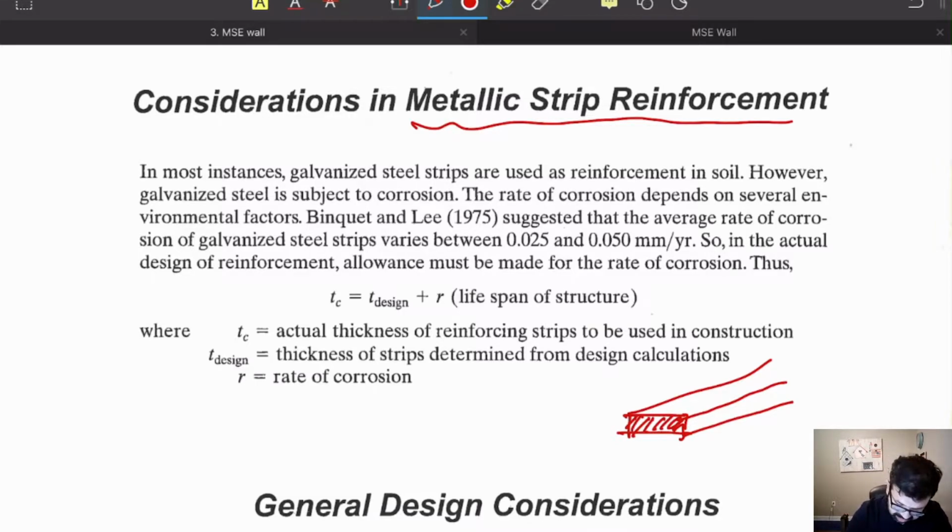So right here, our total capacity is the actual thickness of the reinforcement that needs to be used in the construction, which is the final size of the reinforcement. The final size of the reinforcement has to be the T design, which depends on how much pull-out resistance it's going to have, and at the same time it has the R. R is the rate of corrosion, multiplied by the lifespan of the structure. So within the rate of corrosion, another thickness is being added, and eventually the total thickness of the reinforcement will be calculated.